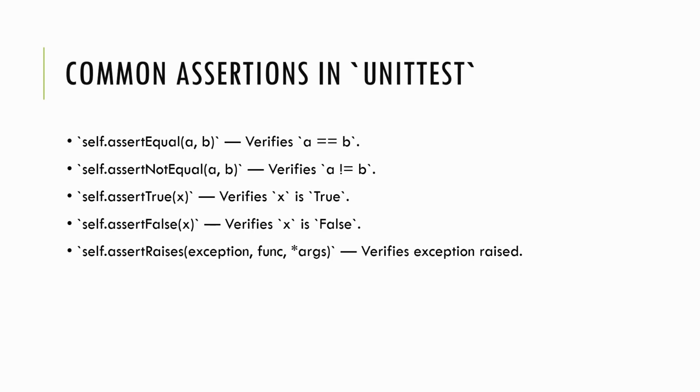unittest provides several built-in assertions to check conditions. assertEqual(a, b) checks if a equals b. There's also assertNotEqual(a, b) to check if two values are not equal. assertTrue(x) and assertFalse(x) to check boolean values, and assertRaises to ensure that a certain exception is raised during execution.